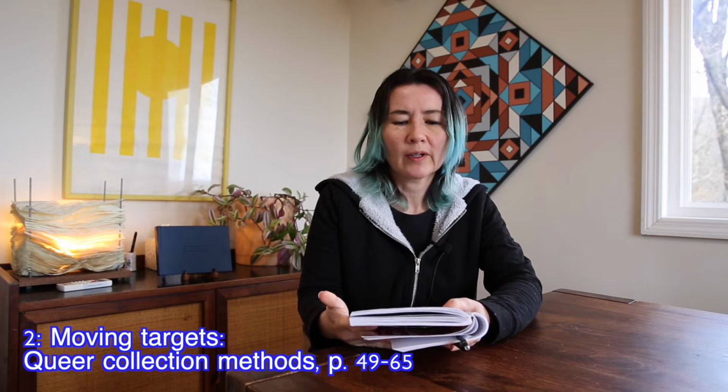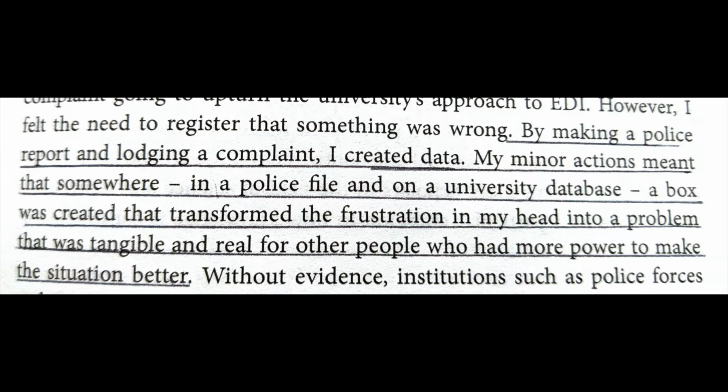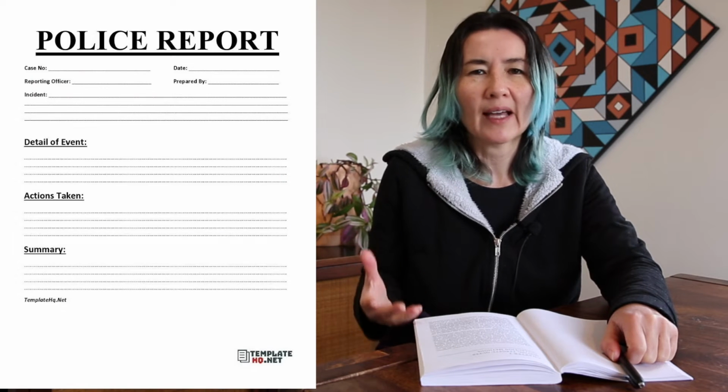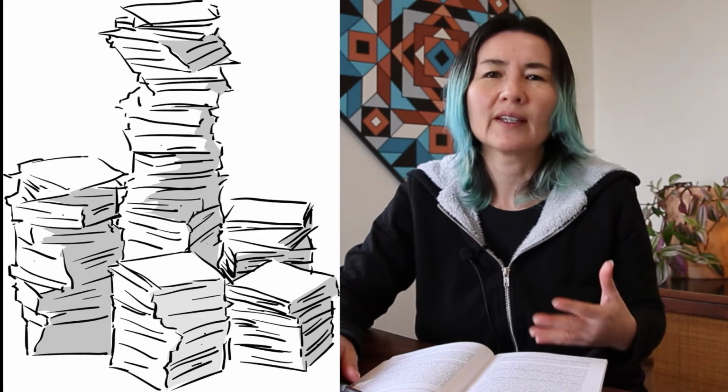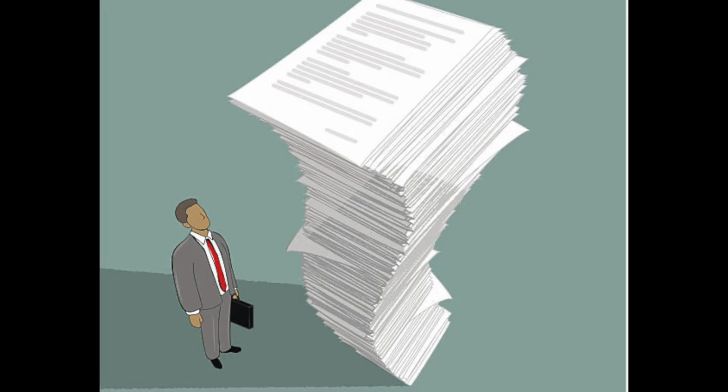Chapter 2 is called Moving Targets, Queer Collection Methods. So in this chapter, he opens with 2 different stories of one filing a police report against a transphobic graffiti, and also filing a complaint within the university about how it had violated its own diversity policies. And so he's saying that by creating these complaints, that is creating data. And even though he knows that this data is probably not going to do very much in itself, it's creating a record that something is wrong. And so the collection together of ongoing similar reports filed by other people, if these things start to add up, then they can point to an issue that should be addressed.